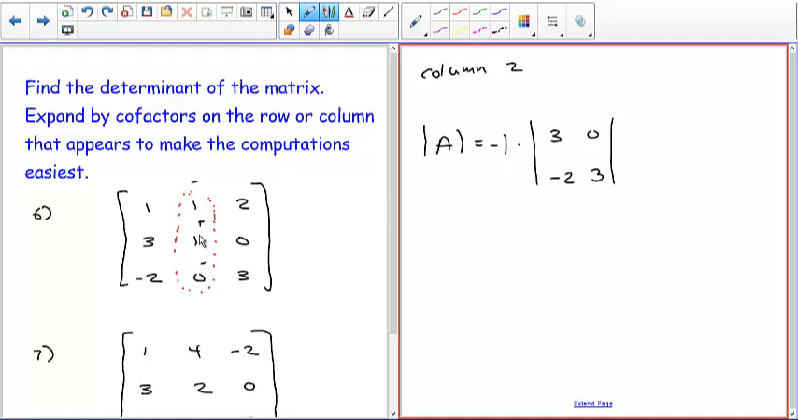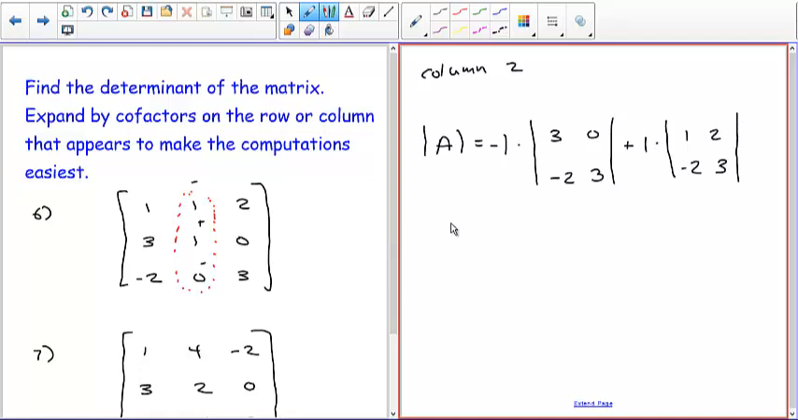Then you go to the next element in the column, which is 1, but it's plus because we go plus, minus, plus, minus, plus. So it's plus 1, and the 1 comes from this number, times the cofactor that results when you cross out the second row and the second column, because that's where the entry is. If you cross out those two, it leaves the corners. So you have 1, 2, negative 2, 3.